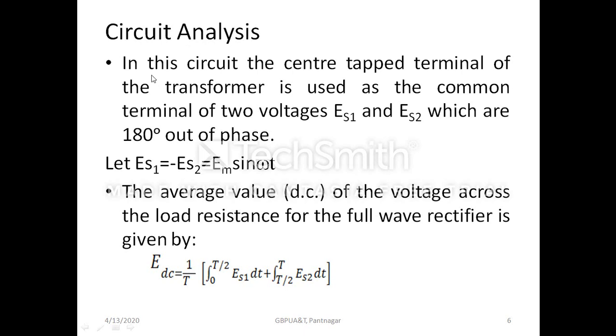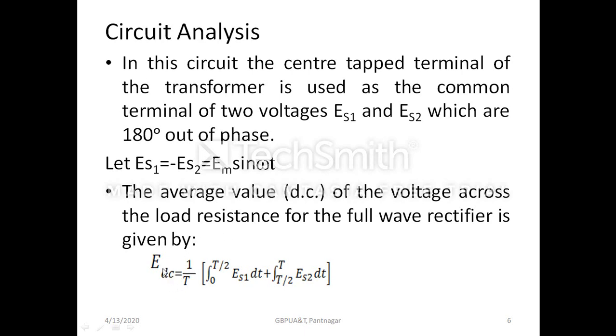So again, let's come to the circuit analysis of the full wave rectifier. Here you know that in this circuit there is a center tapped terminal of the transformer, which is used as the common terminal for two voltages ES1 and ES2, and these two voltages are in 180 degree phase opposition, or they are 180 degrees out of phase. So here we can write that ES1 is equal to minus ES2. The minus sign is just to show that they are in 180 degree phase opposition, and the instantaneous value of these two voltages can be represented by a general sinusoidal equation, that is Em sin omega t.